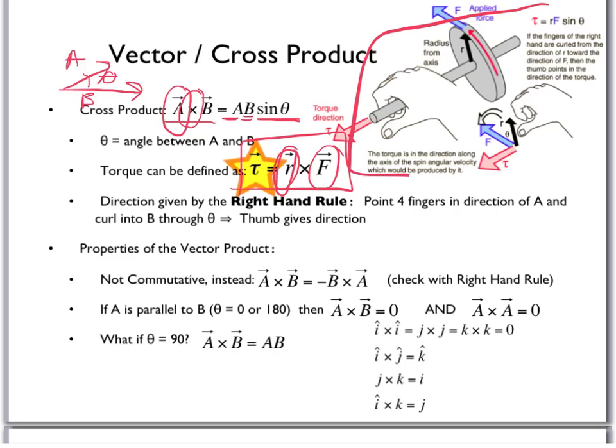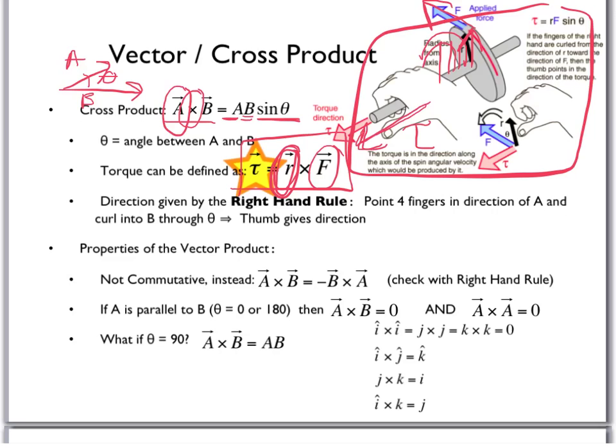Notice in the diagram that we have up here that this person started with all four fingers pointing up in the direction of R, the first vector. Then they curled those fingers over in the direction of F, the second vector. And now their thumb is left pointing along sort of this z-axis that you have here, and that is now defining the direction of your torque.